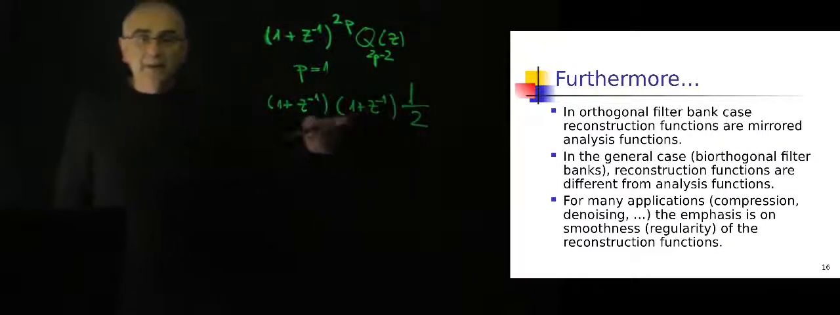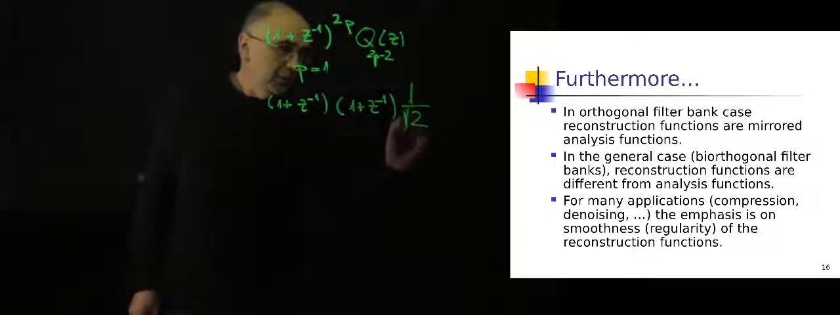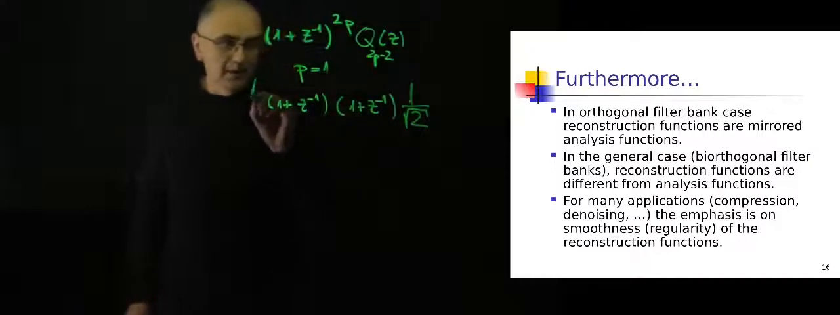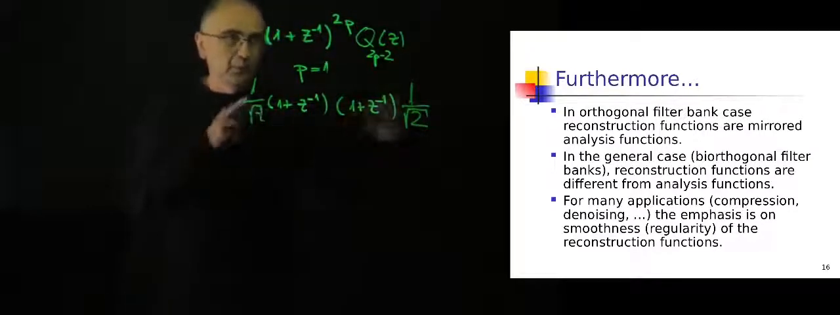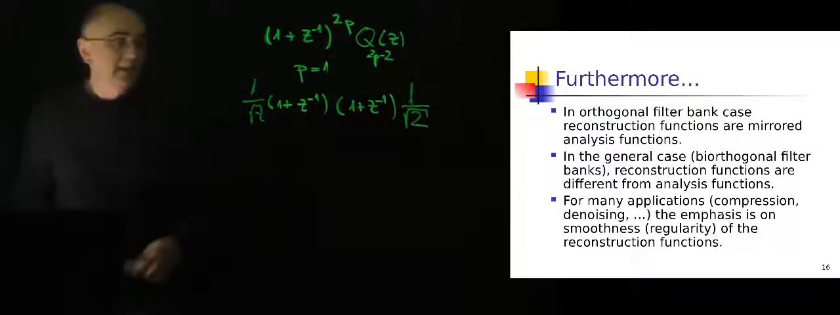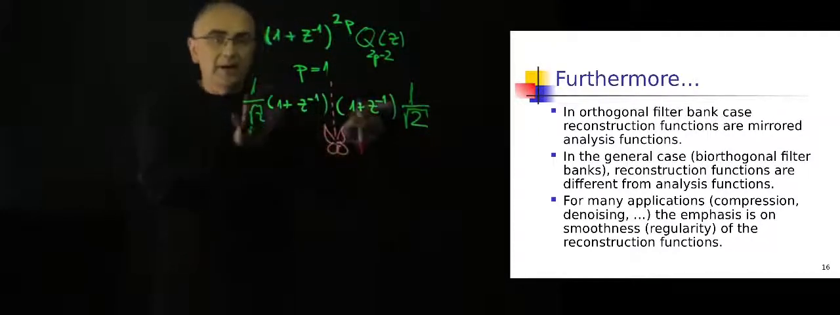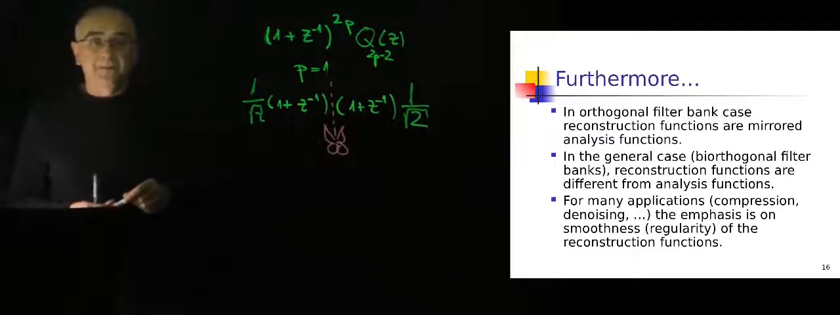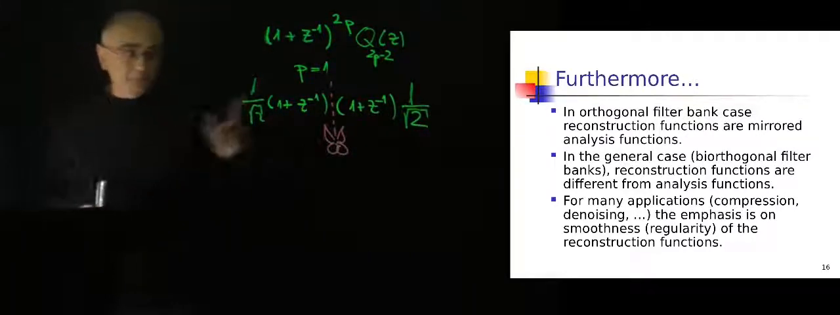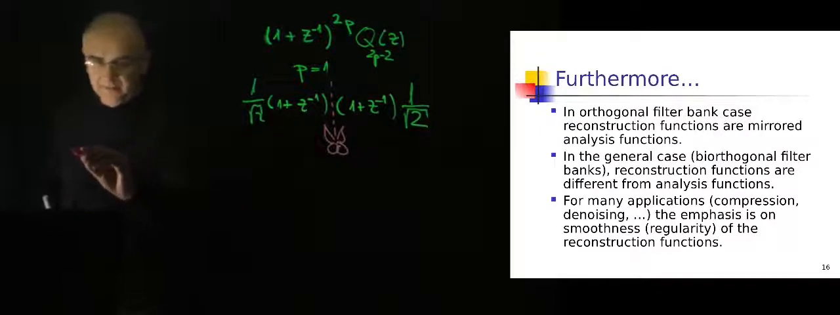We can actually split that 1/2 in two parts, like 1 over square root of 2 and 1 over square root of 2. So altogether it's 1/2. And then we can split it in two parts, like this, using scissors, to divide the two parts between the two filters.